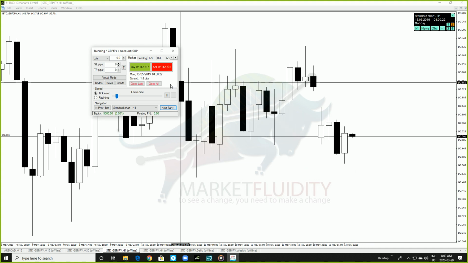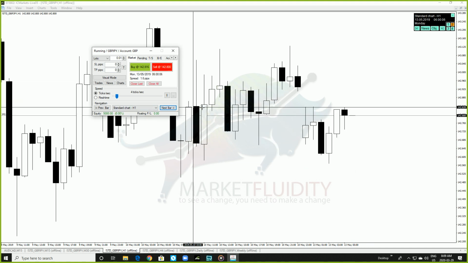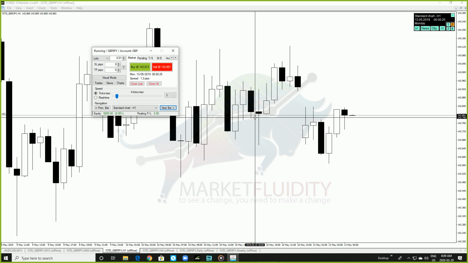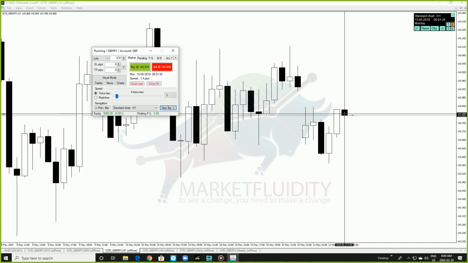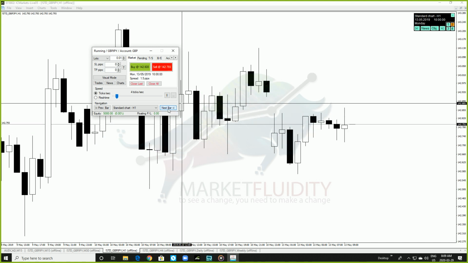Mind you, this is also 9 p.m. Eastern. If it breaks back up, there's a high possibility it's going to continue going up. See, it's breaking and closing above the area, so it's a high probability to go up.